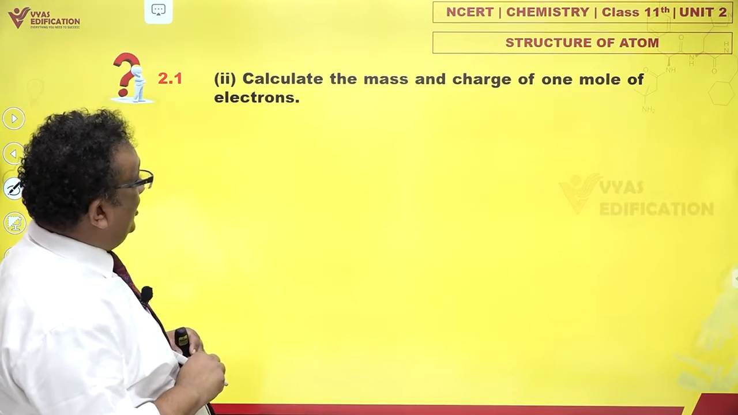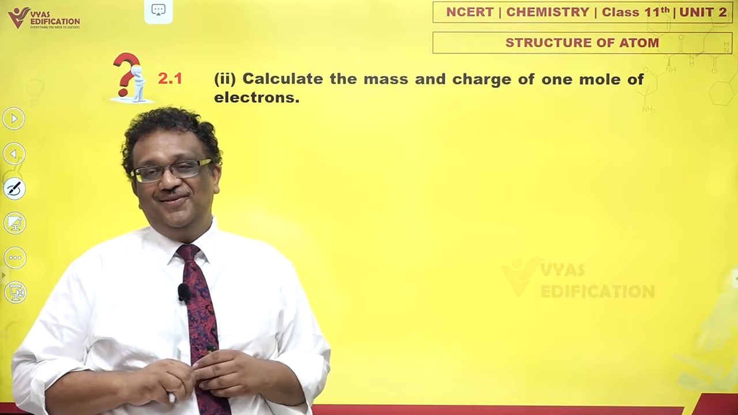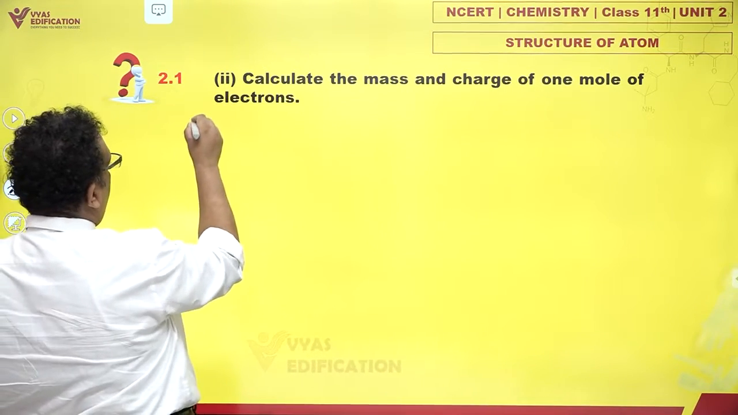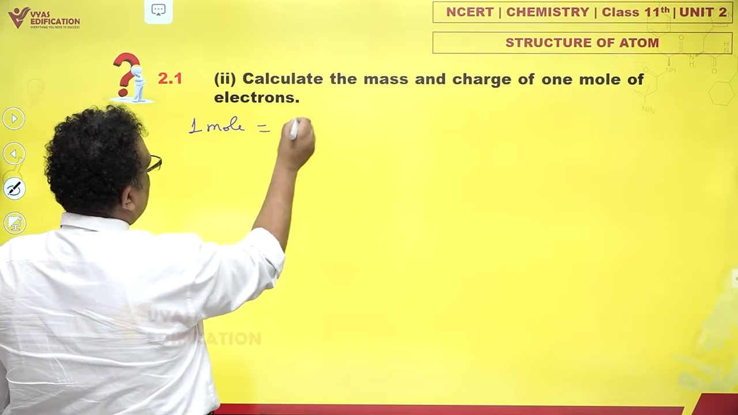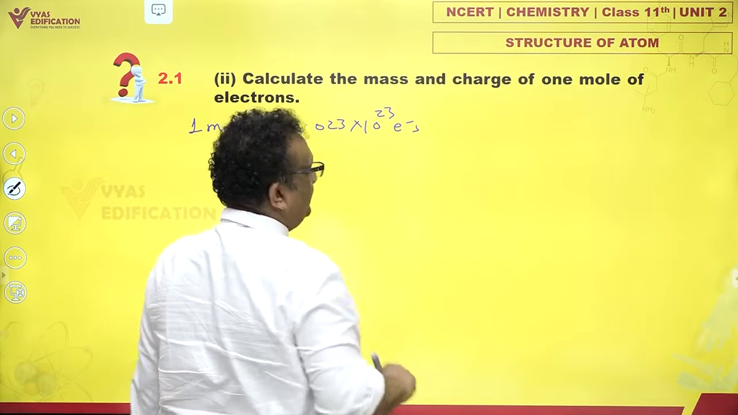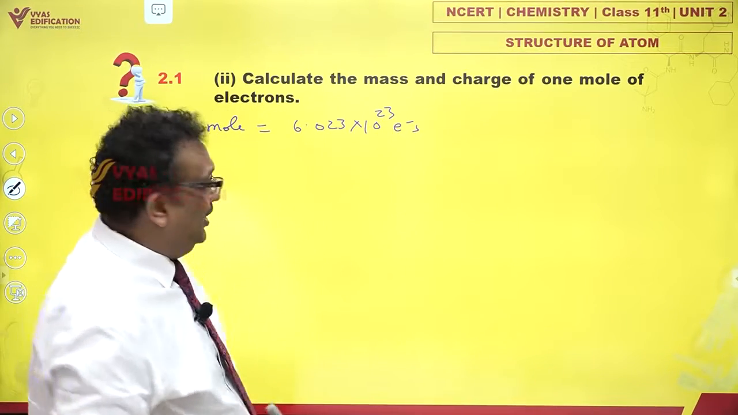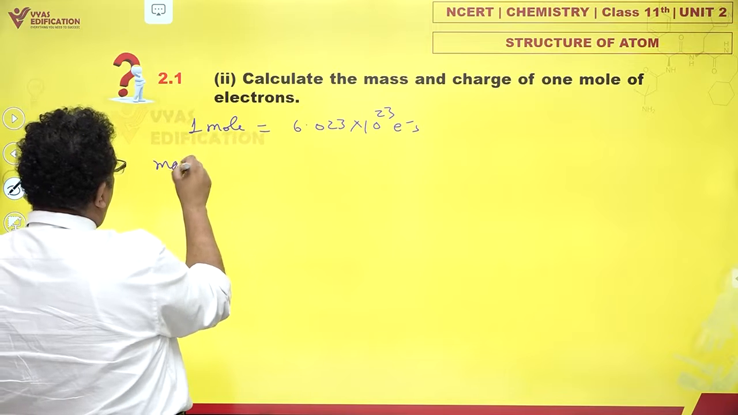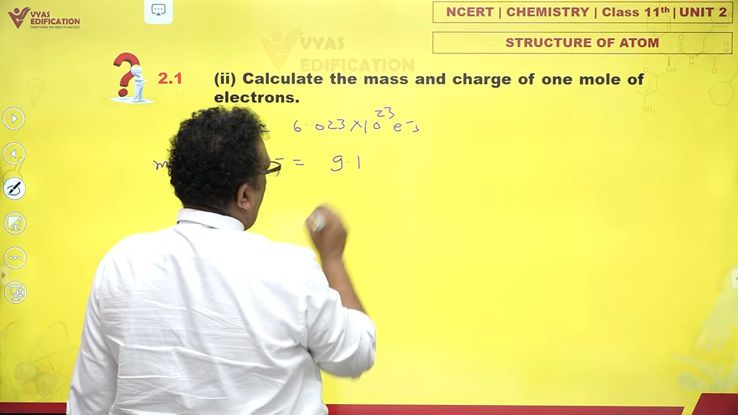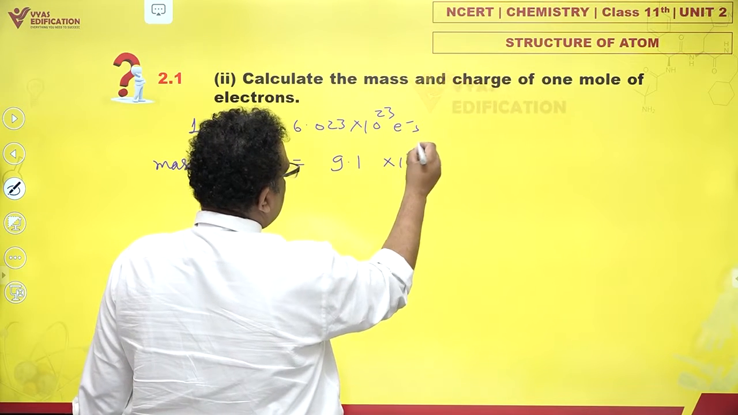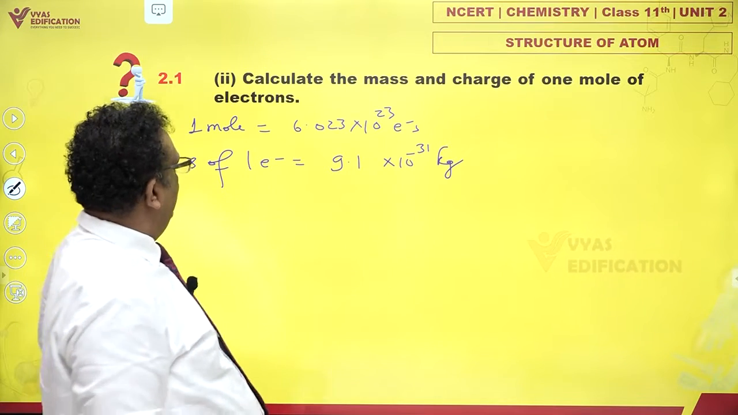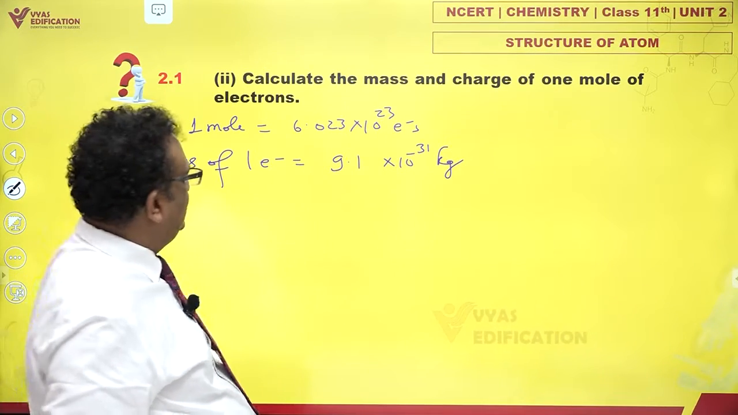Calculate the mass and charge of 1 mole of electrons. Now, this is very interesting. 1 mole of electrons. How much is 1 mole? 1 mole is 6.023 into 10 raised to 23 electrons. Right? What is the mass of 1 electron? Mass of 1 electron is 9.1 into 10 raised to minus 31 kg. Roughly, we just saw that, right? I mean, this is a constant, we can assume that.